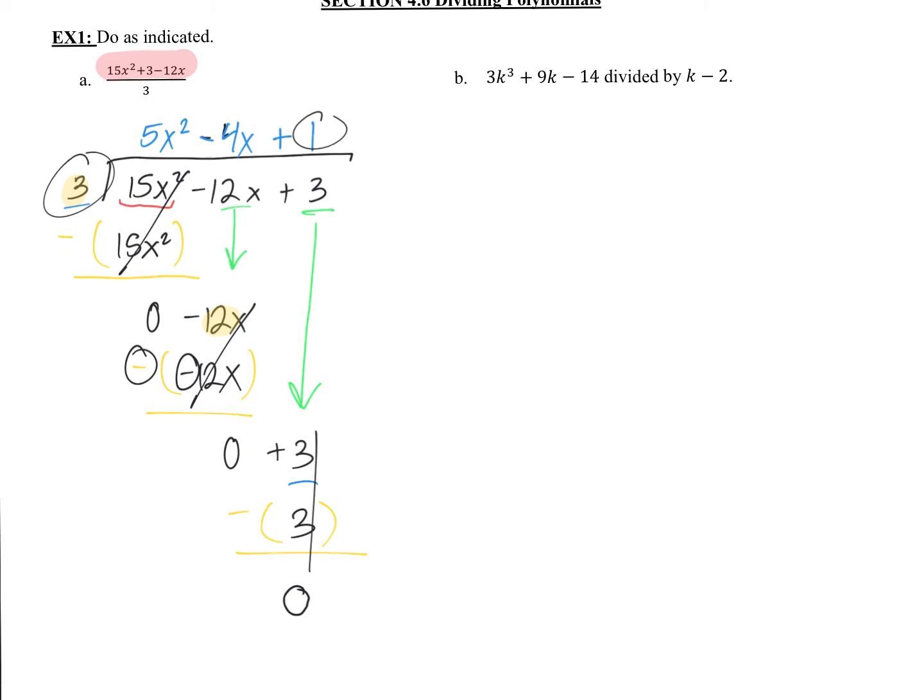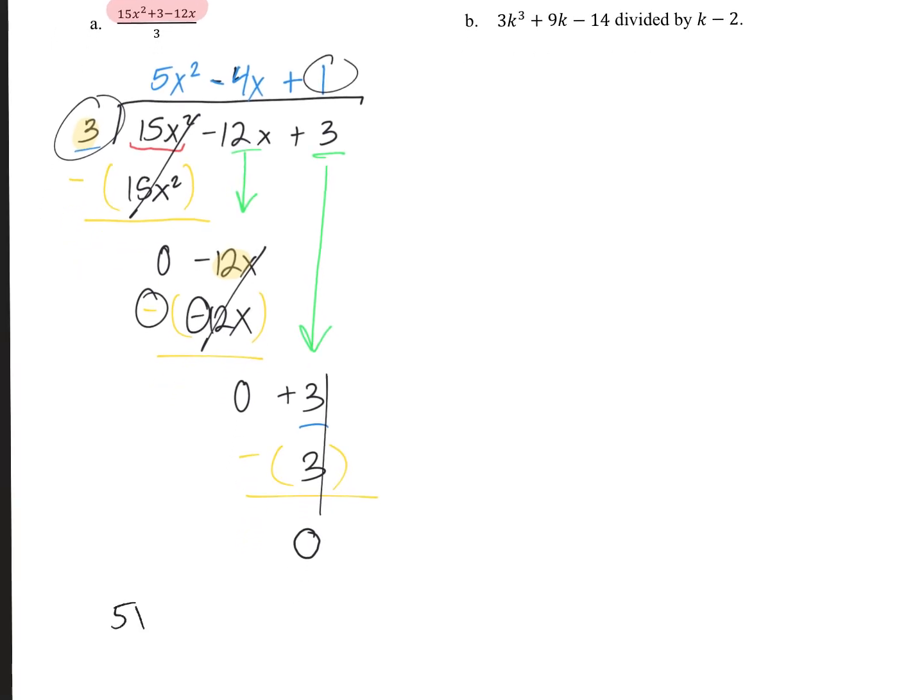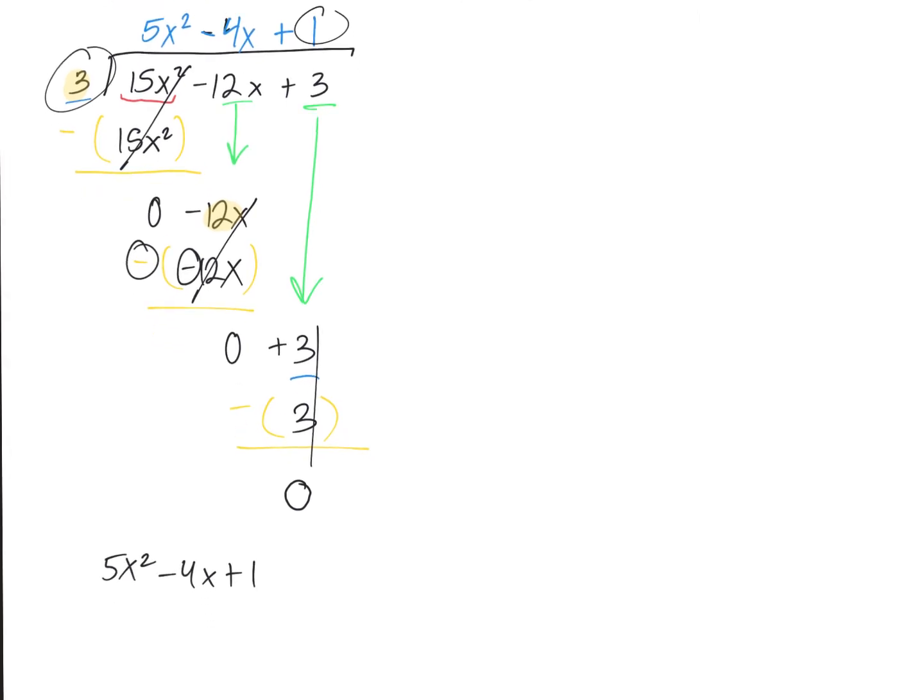Alrighty, and that is it. So our answer would be 5x squared minus 4x plus 1. Now, if we had some remainder, let's say, for example, we had a remainder of 2, what we would do is we would do plus 2, and we would divide it by the divisor, 3. That would be if we had a remainder. So, if I wanted to be odd, I could go ahead and rewrite this with a remainder. I could go ahead and write it with 0 over 3. So that would be if I was writing it in remainder form.